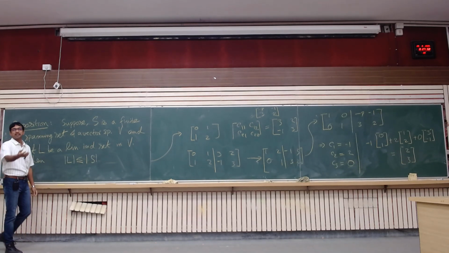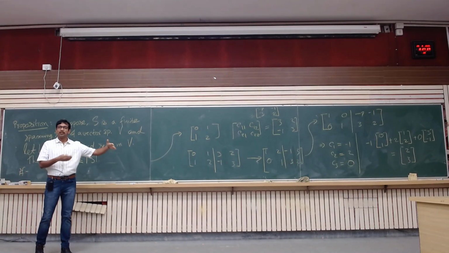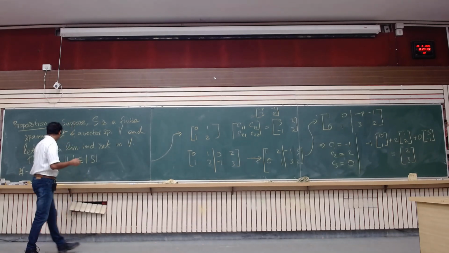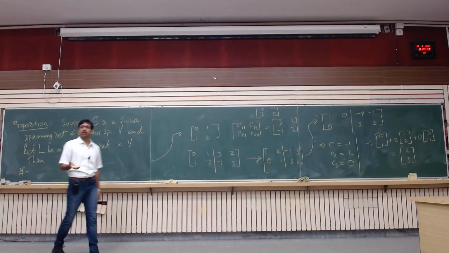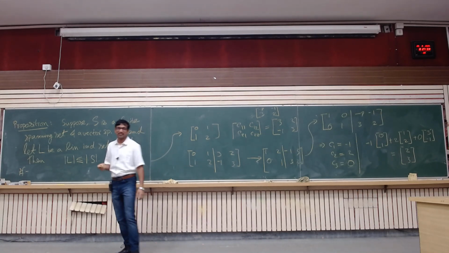A similar argument means an argument that Monideep has already given: if the number of rows in a matrix is less than the number of columns, then the homogeneous equation always has a non-trivial solution. This was the first problem in the first graded test, the second test actually.